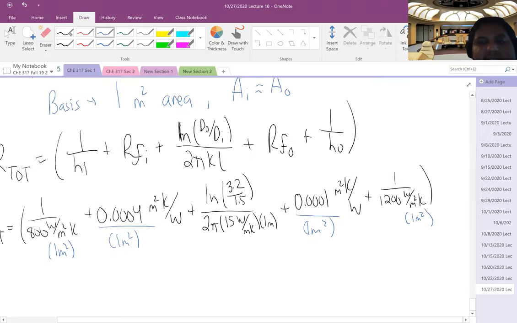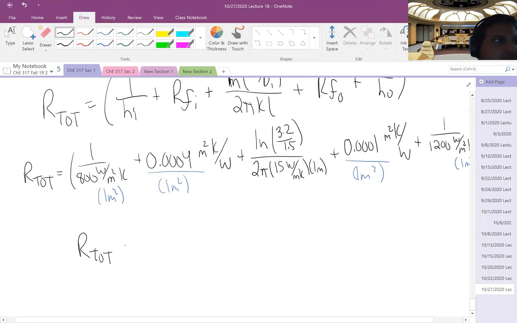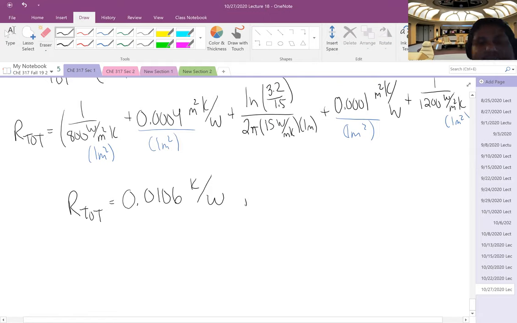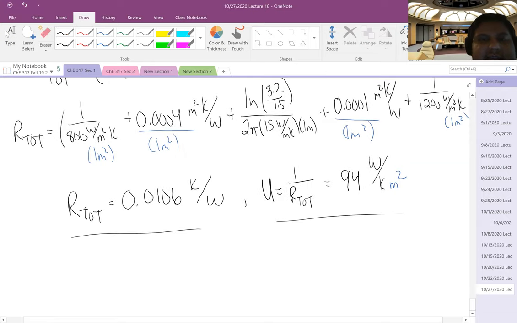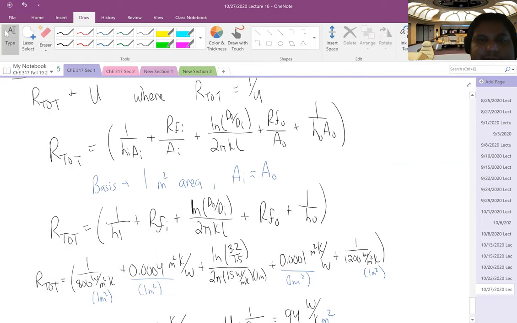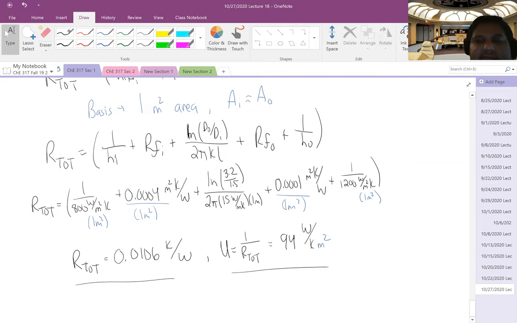So with this in mind, I get an R total of approximately 0.0106 Kelvins per watt, which means that my U value is going to be 1 over R total, which is going to be 94 watts per Kelvin per meter squared, which was my basis. So that's how I can do that calculation. This one was just a simple write out, redefine it, and solve.